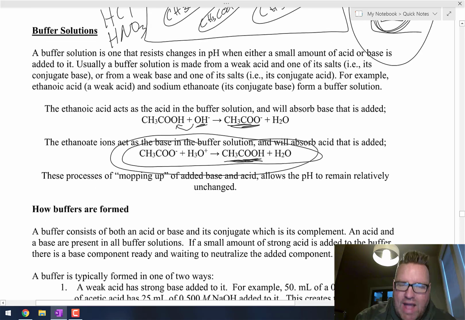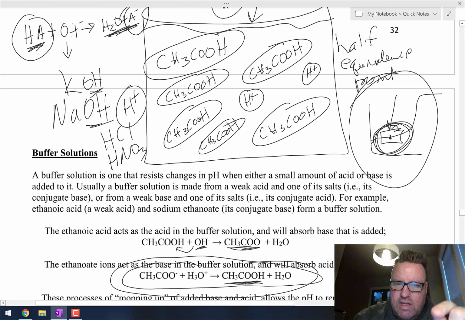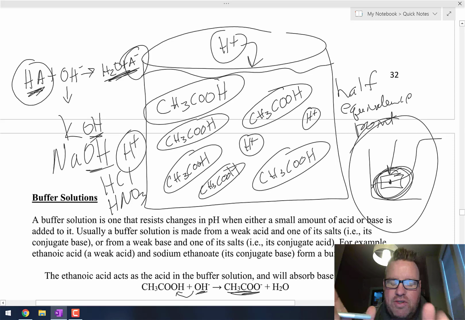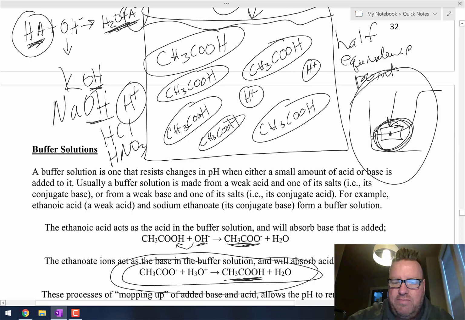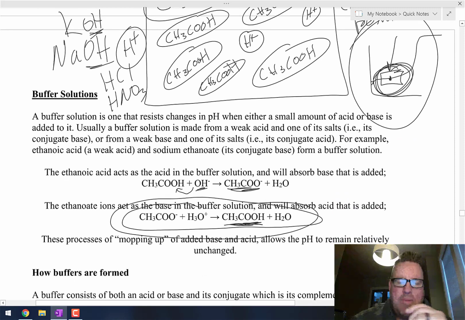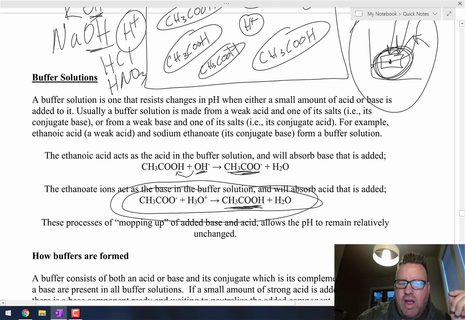So that's what a buffer solution is. The best buffer solution you can form is a buffer solution that has half weak acid particles and half its conjugate base. Okay, or a weak base and its conjugate acid, and half of it is its conjugate acid. Then you've got the maximum amount, you've got enough of both of them to be able to resist that drastic change in pH that you see right here.